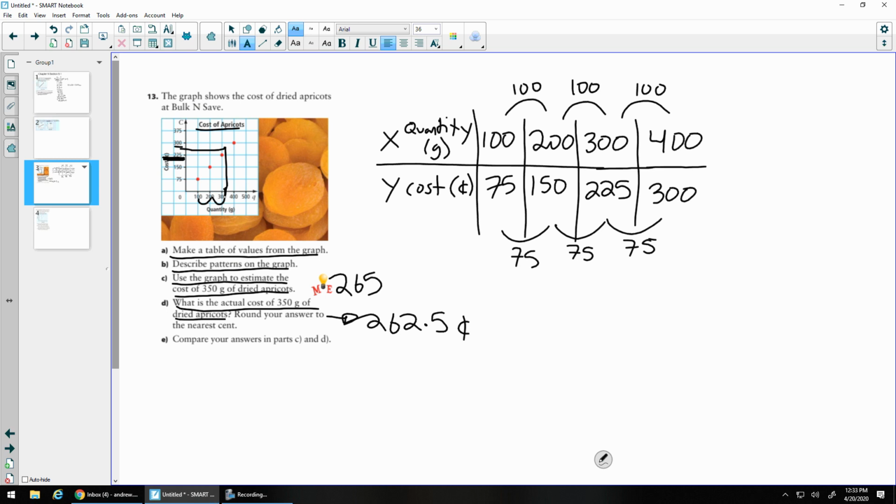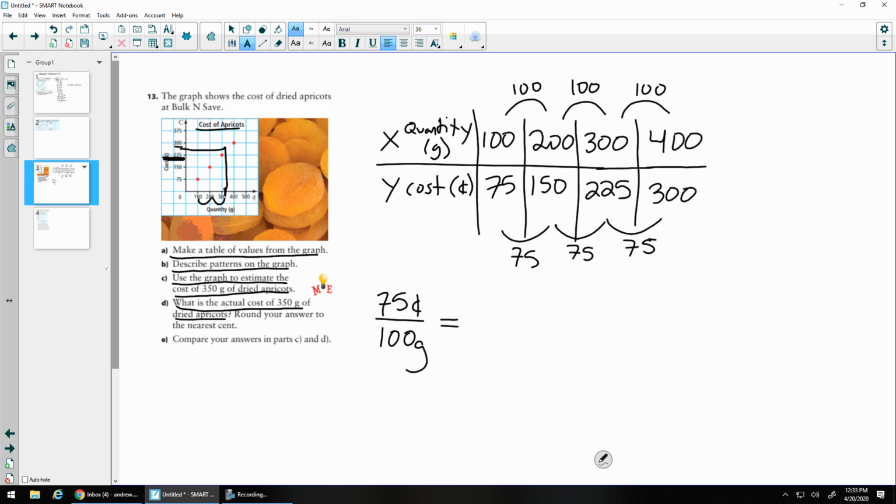Okay, so compare your answers in part C and D. Well, mine were quite close, right? I just made a bit of an estimate before, but my estimates were only off by 2.5 cents. So they were very close. So using graphs can be very useful for making estimates and can help you get very close estimates. I just want to quickly talk about another way that we can solve this. So we paid 75 cents per 100 grams.